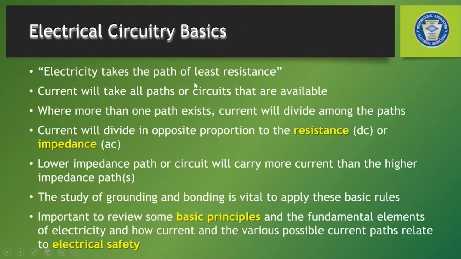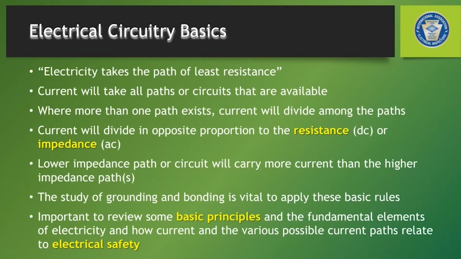Many people have heard the phrase, electricity takes the path of least resistance. That's been a long time phrase, but it's actually not true. Electricity doesn't take the path of least resistance. Electricity takes all paths that are available. Most of the current is going to be on the path of least resistance, but if there are multiple paths, we'll have current on all those paths. And the current is going to divide in inverse proportion to the resistance, or the impedance, typically for our AC systems.